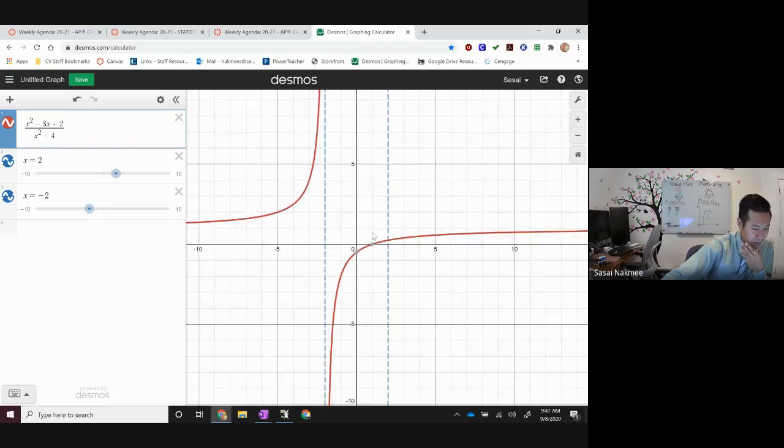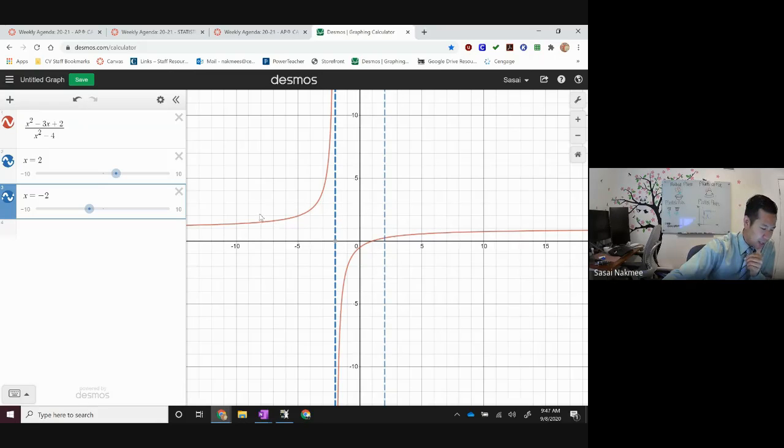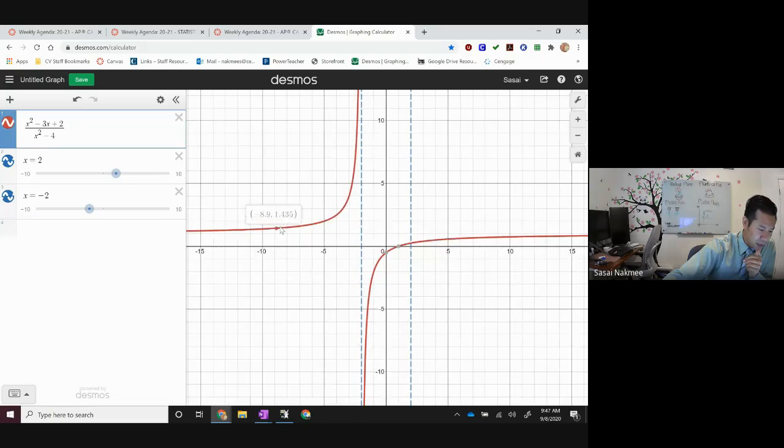Check this out. It's a new looking graph, isn't it? The vertical asymptotes are still there from last time, right? Just from the last example. But check this out. At negative 2, this function is still going off towards infinity from the left side and still goes off towards negative infinity on the right side. So at x equals negative 2, we still have a vertical asymptote.